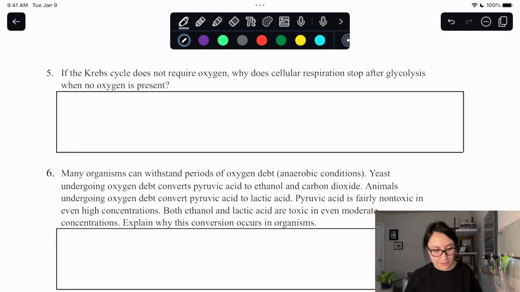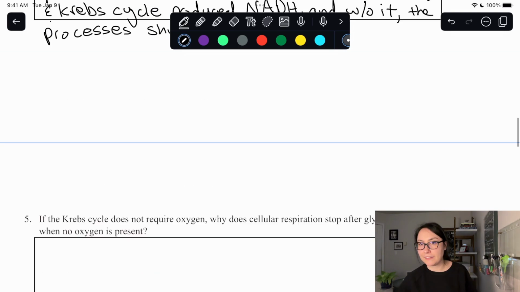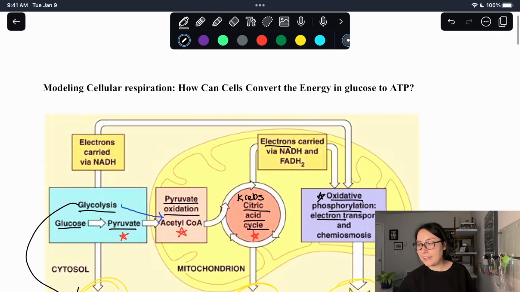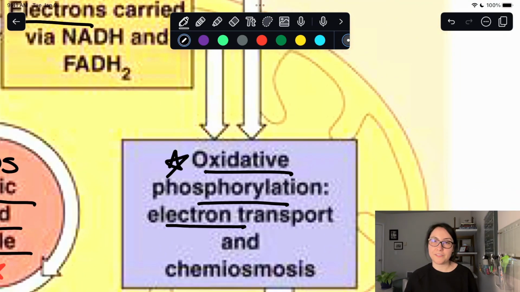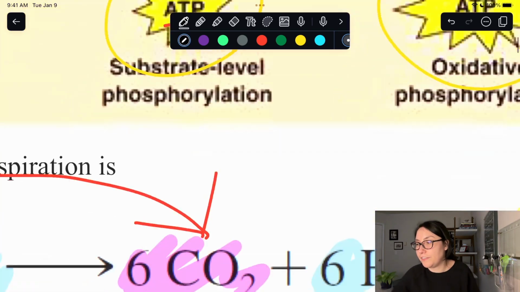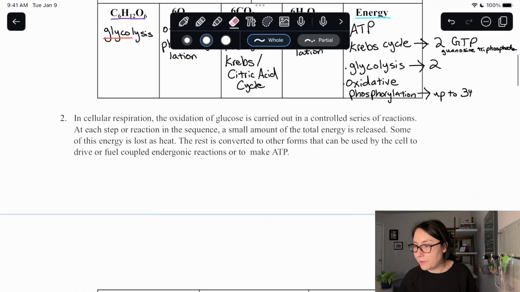Now from here, this is asking if the Krebs cycle does not require oxygen, why does cellular respiration stop after glycolysis when no oxygen is present? Basically, it stops because of one major thing, and I feel like I'm harping on it a lot because it's kind of important. Without oxygen, there's no oxidative phosphorylation. And it's because it's literally in the name. Oxidative, oxygen, no oxidative phosphorylation. So that's the answer to that question.